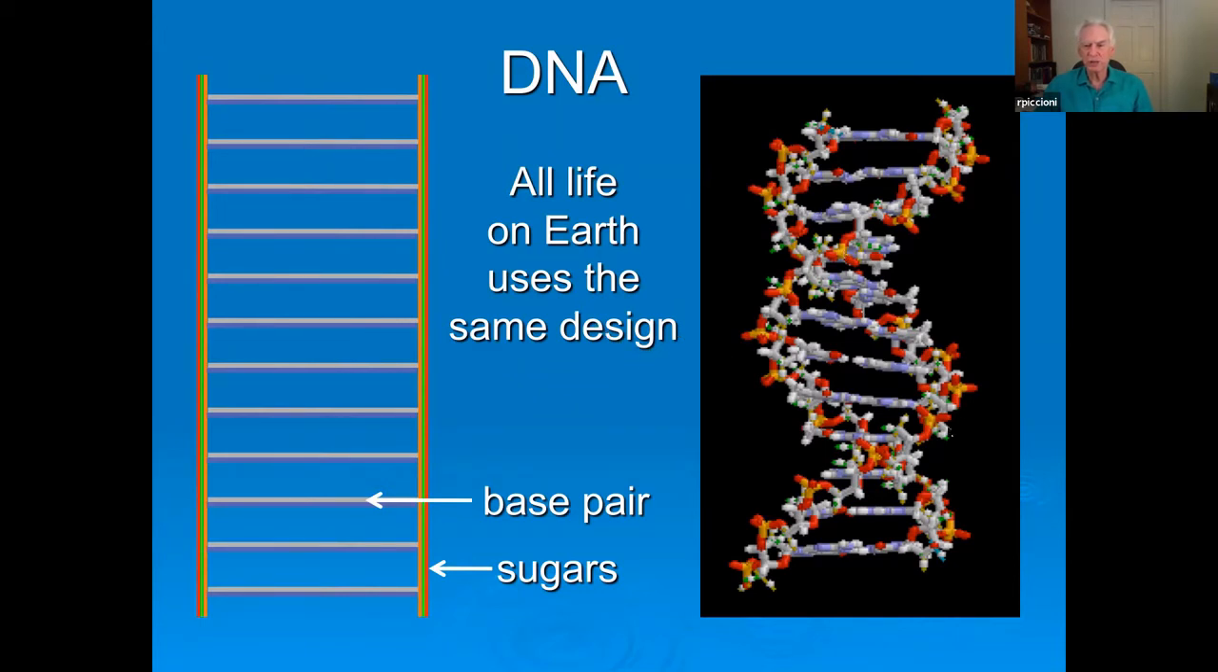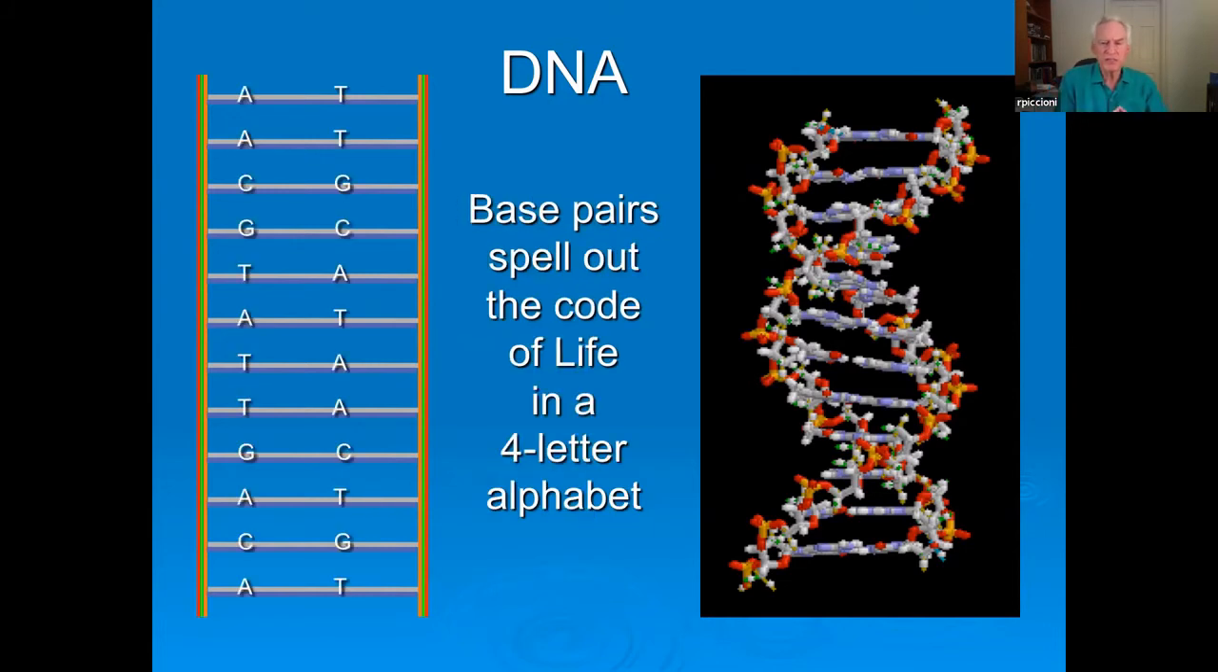So the rails are winding back and forth in this image here, and the rungs are the struts that link the rails together. These are sugar molecules that form the rails, and the rungs are formed by nucleotide base pairs, and we're going to talk about what that means later. So it turns out that your recipe of life is spelled out in a code that has a 4-letter alphabet, A, C, G, and T.